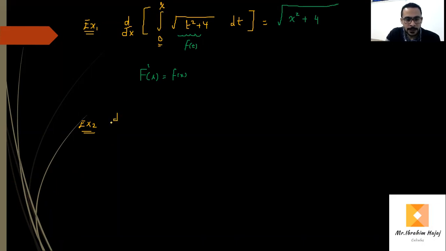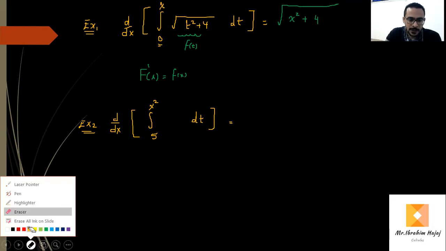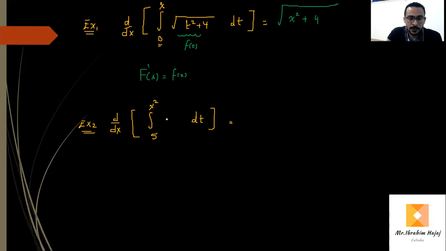Let me take here example 2, d over dx of the integral from 5 to x squared of f of t dt. It's given like this, and you have, for example, a function, say a radical. Let's take the upper one, radical of t cubed minus 4. How to solve this question?